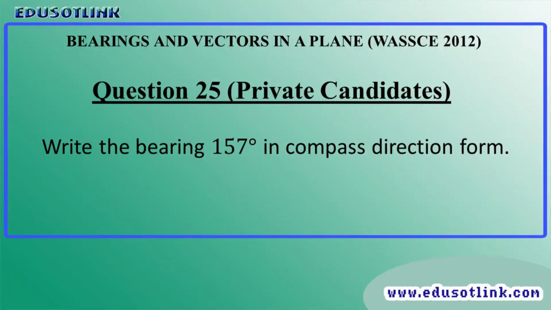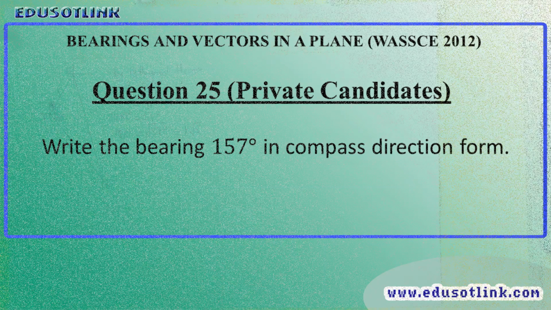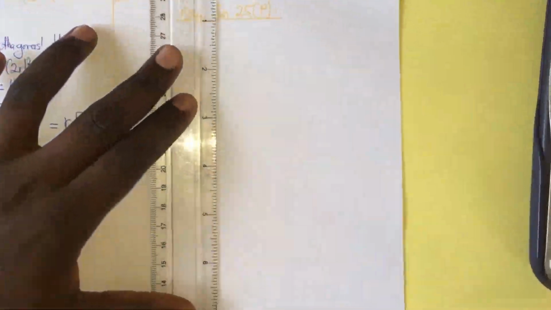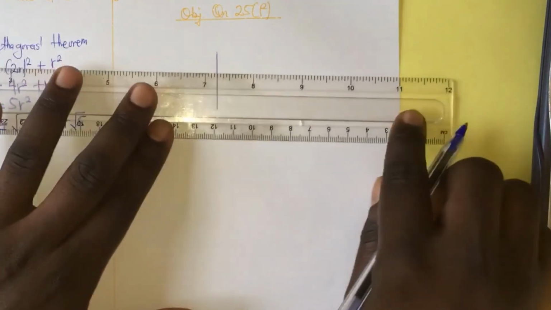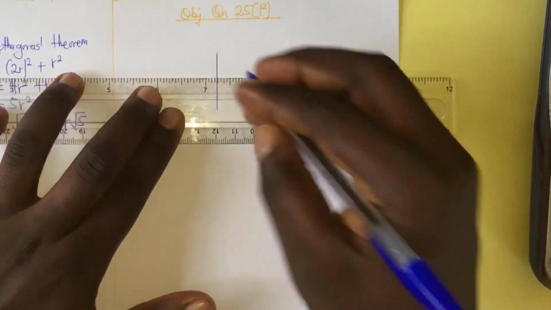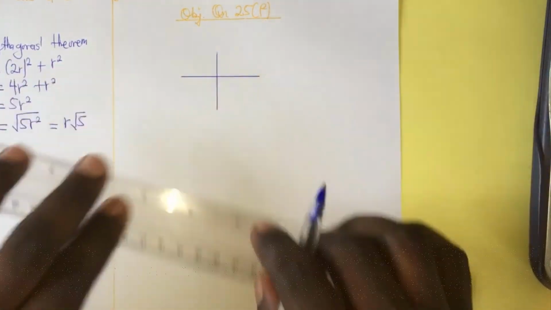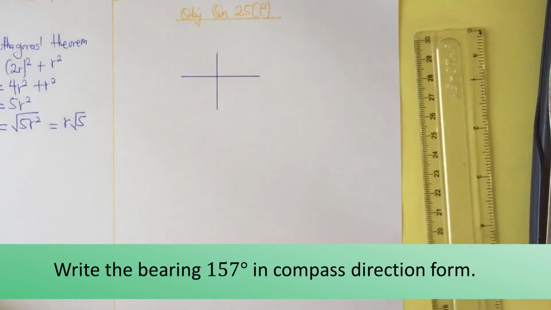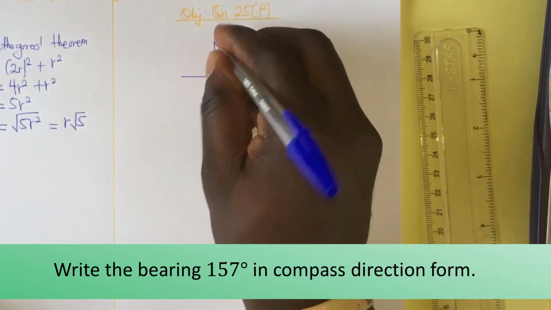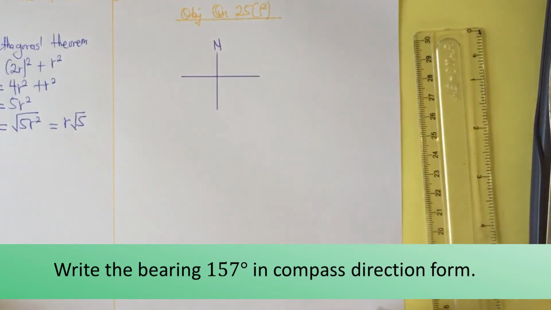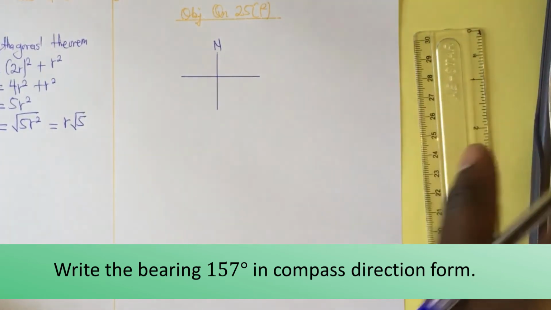Objective question 25 for private candidates. Write the bearing of 151 degrees in compass direction form. So the bearing of 151 degrees. Let's construct our plane. Alright. And we know that this is the North Pole, South, East, West. So 151 degrees will fall in this quadrant.